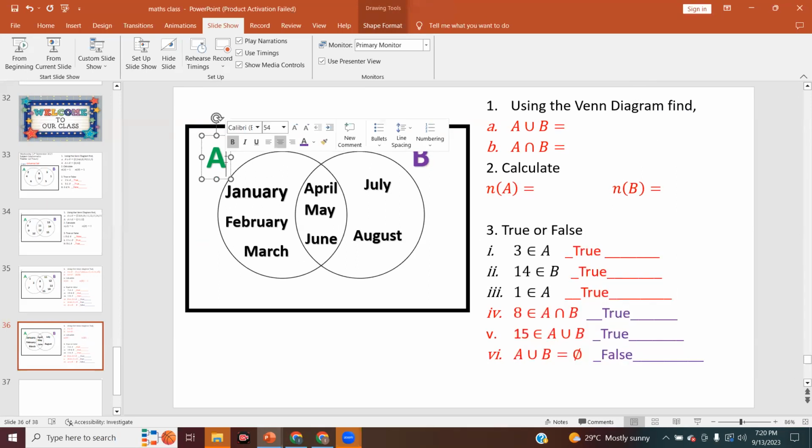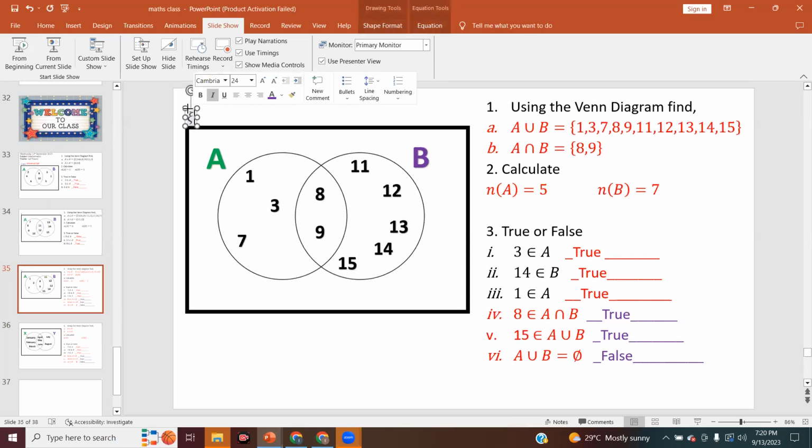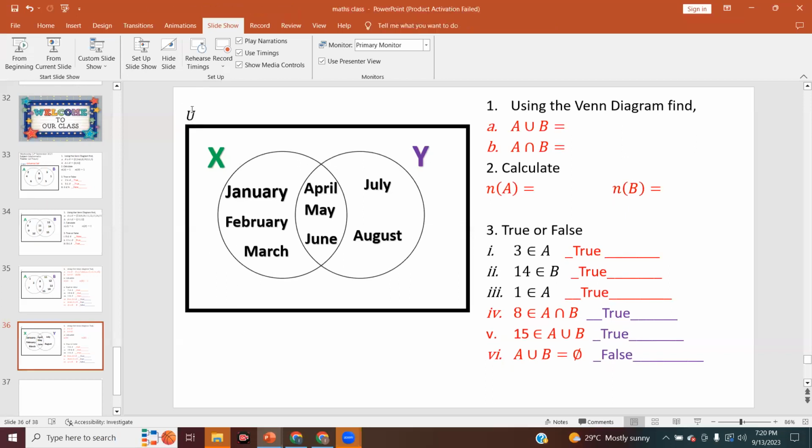Please forgive me. I'm not supposed to name the sets A and B. I'm going to call them X and Y. So please change that. Okay. Like I said, there's another way we could represent the universal set. We could use this symbol. What does this symbol mean? Universal. Very good. That's the universal set.